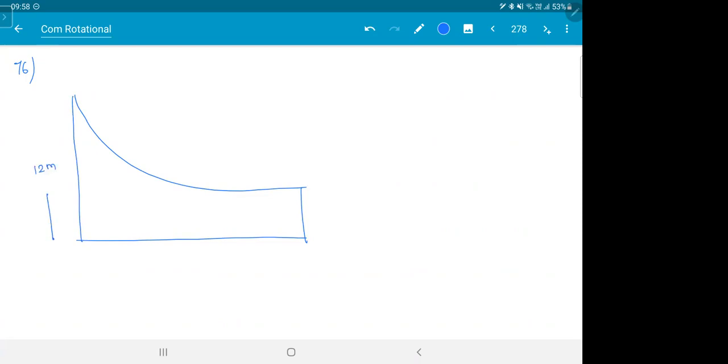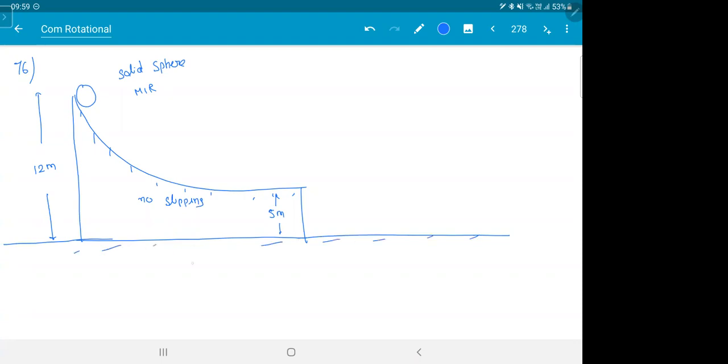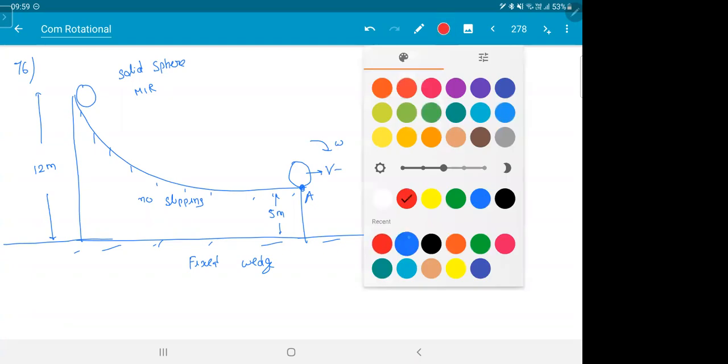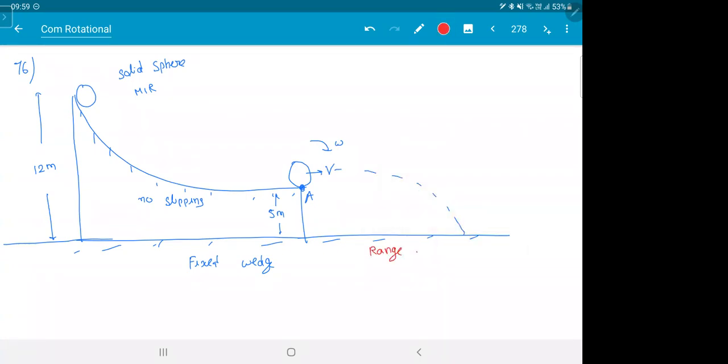So we have an incline 12 meters high. This is 5 meters high. So you have a ball here, solid sphere. No slipping. So this is a fixed wedge. Wedge won't move. So let's call this point A. The ball will come here with some speed v and omega. And then the ball will fly and fall here. This is the range.